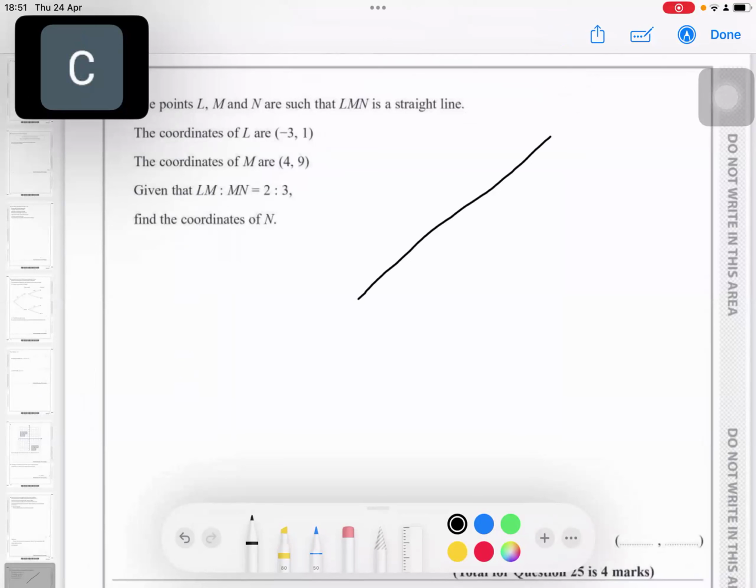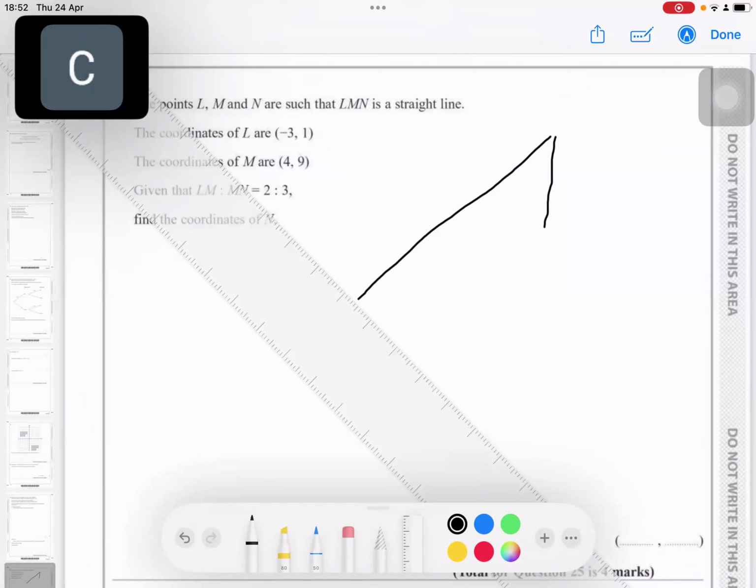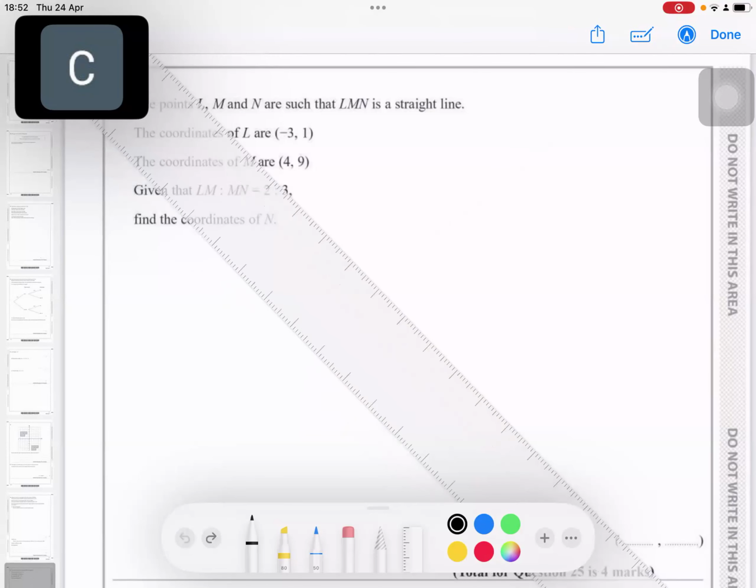Okay, so this is what we're going to do. Okay, fine. But then now you don't really have a ruler, do you? Yeah. Okay, you can use a ruler there. Okay, fine. Let's give it a try. Let's see if we can attempt to do this question.